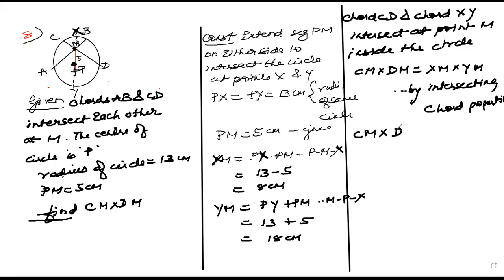CM into DM equals XM into YM. XM, I got it as 8, children, 13 minus 5. How much did I get for YM? 13 plus 5, that is 18, children. So this is 144 square centimeter, children. Okay, I hope people understood this. A totally different type of proof, but very simple, very easy, and very effective.